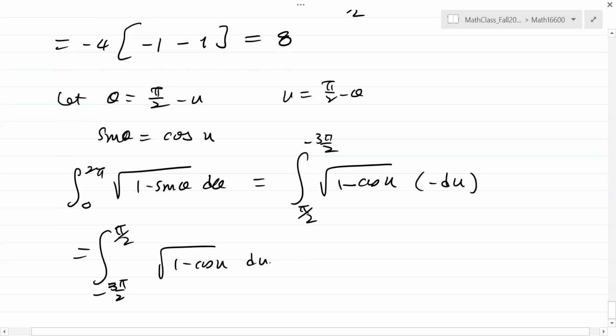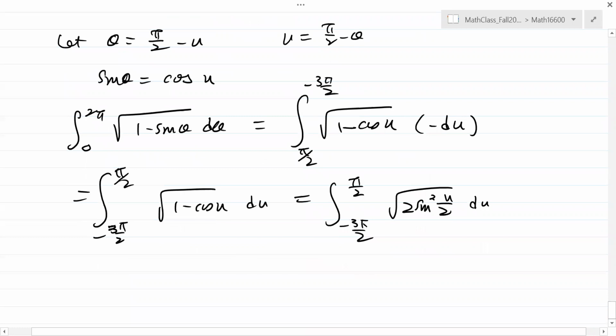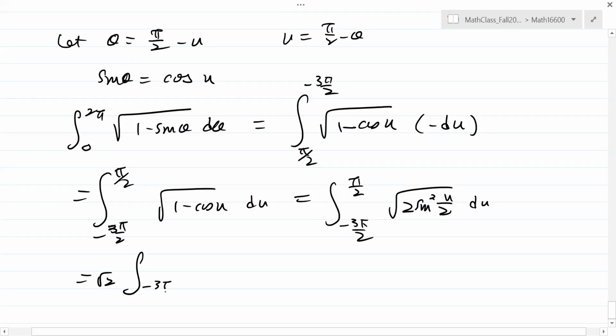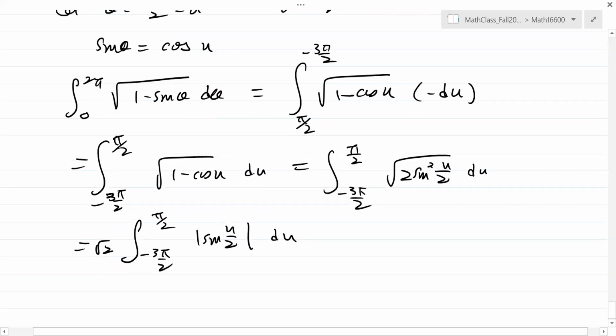And then you can use a half angle formula. It will be 2 sine squared of half of u du, and then you take the square root of 2 out. The only problem is whether you can easily get rid of the absolute value symbol. No, you can't, because u is between negative 3 pi over 2 and pi over 2, and u over 2. Yes, we have a problem here, right?